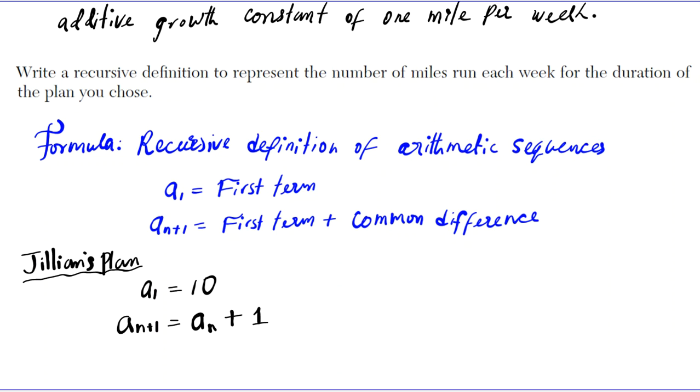Alright? Okay, so let's make a real quick correction to our formulas. The a sub n plus 1 is actually the nth term plus the common difference. Okay, so this is the recursive definition for Jillian's plan.